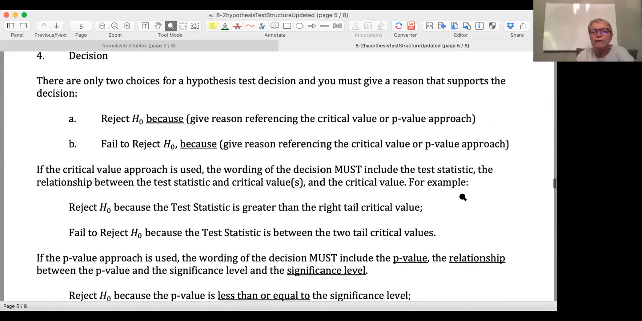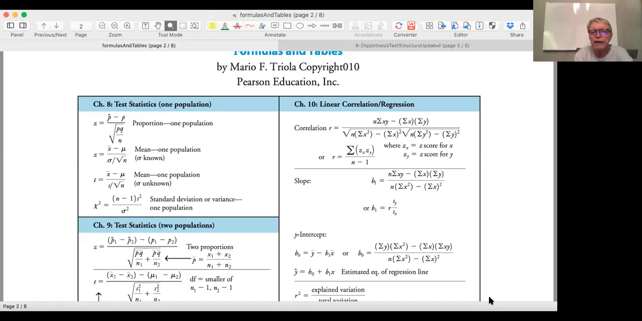All right, so now the last thing I'm going to do here in hypothesis testing structure is show you the flow chart in the formulas and tables handout. I got to go make a change here. Hang with me for a second here. Here we go, formulas and tables. And now let's go back and share this. Okay, formulas and tables handout.